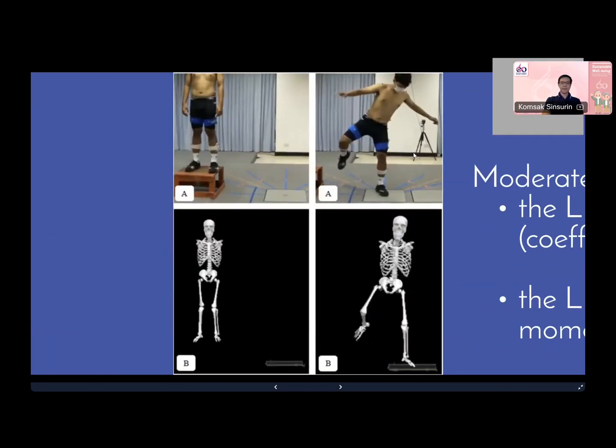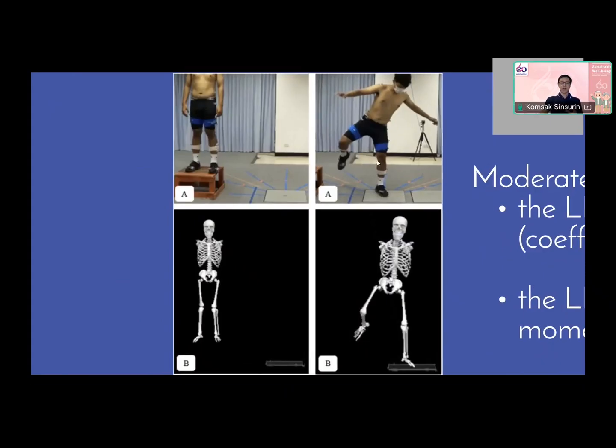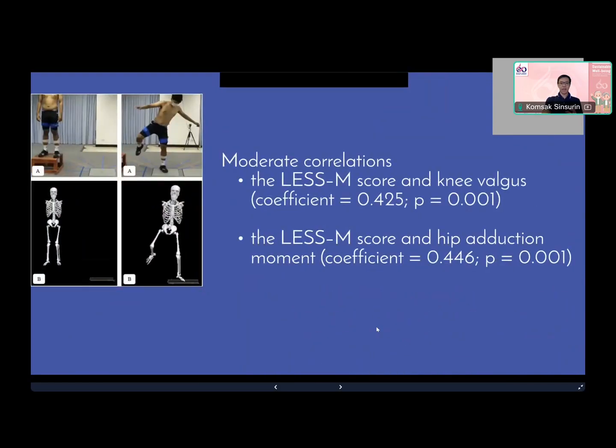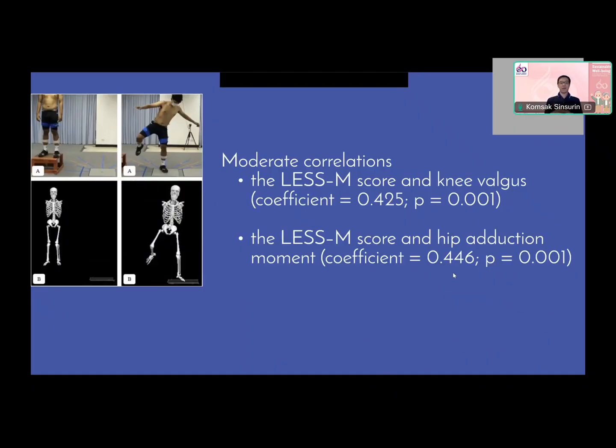And this is the figure where we asked the jumper to stand on the platform and then land at the center force plate here. After finishing, we constructed the 3D motion model to extract the knee valgus angle, and we investigated the correlations between the total LESM score and the key biomechanical parameters that we extracted from the 3D motion analysis, which is knee valgus in this study.